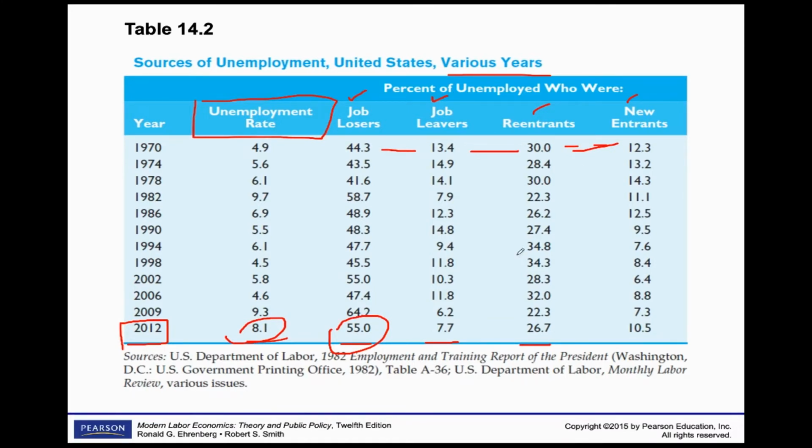Now, why is this information important? Because in drafting policy, we need to provide the right policy to tackle the issue. Obviously, in 2012, the main issue contributing to high unemployment is due to job losers. And we must know why people are losing their jobs. If it is due to recession, firms are shutting down, then a policy to address that problem needs to be implemented.